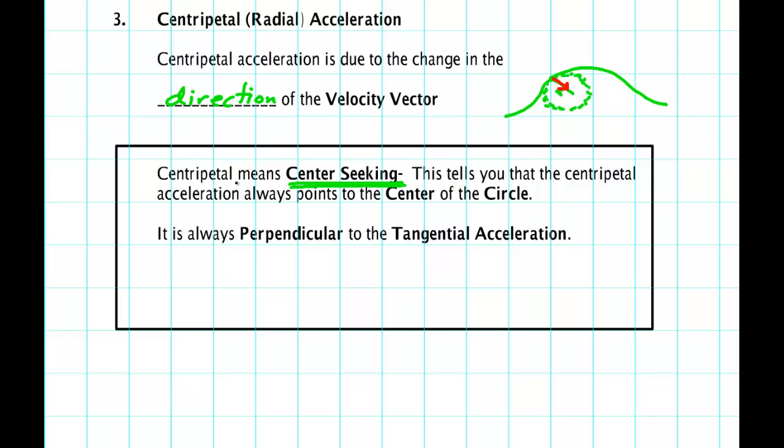So centripetal means center seeking, and it tells you that the centripetal acceleration always points to the center of the circle. Something else that we know that's useful, that's not always pointed out in textbooks, is this: if this was our little object here, and let's say our object was speeding up, then it's going to have a velocity in this direction. There's v, and if it's speeding up, then it's going to have a tangential acceleration in that direction. And if it's slowing down, its tangential acceleration is going to be in the opposite direction.